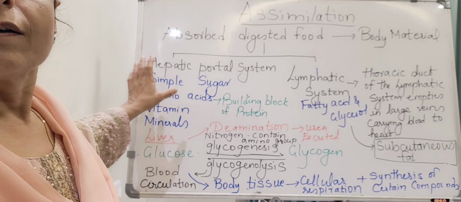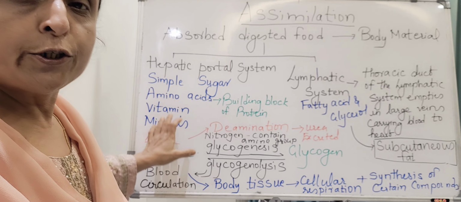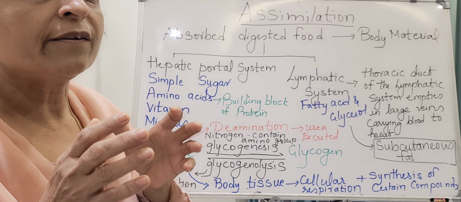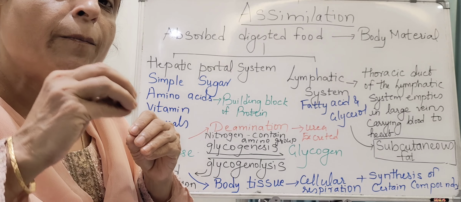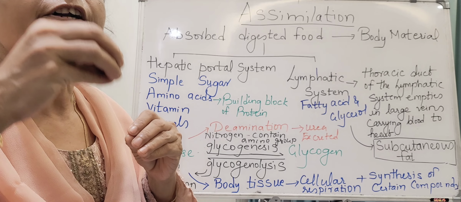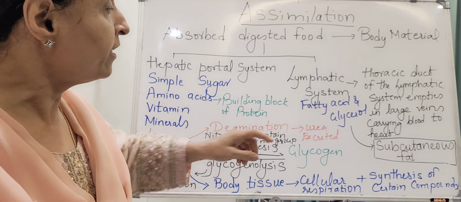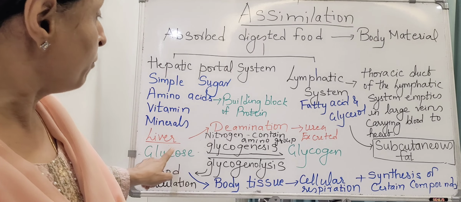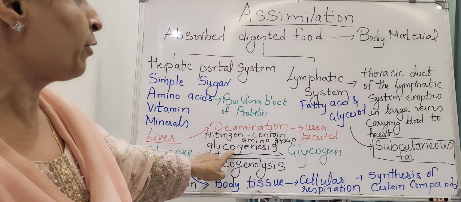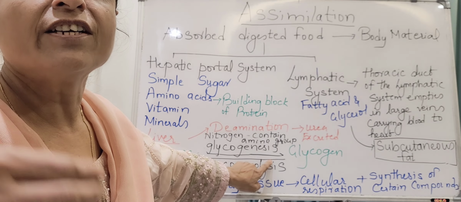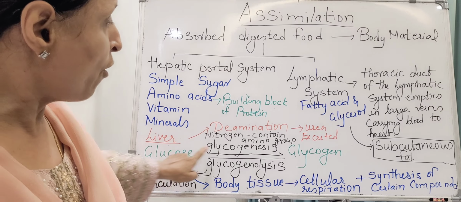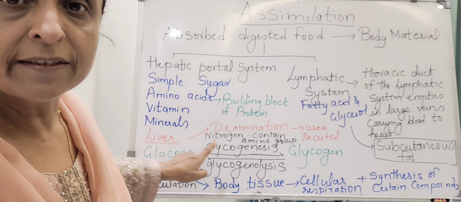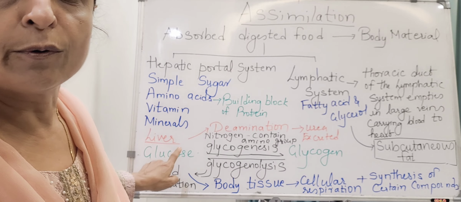Now, glucose, the simple sugar, it enters the liver. What happens in the liver? Glucose, it's a simple sugar. It gets converted into complex sugar, that is glycogen. Now, formation of glycogen from glucose is known as glycogenesis. Formation is genesis. So here forming of glycogen takes place.